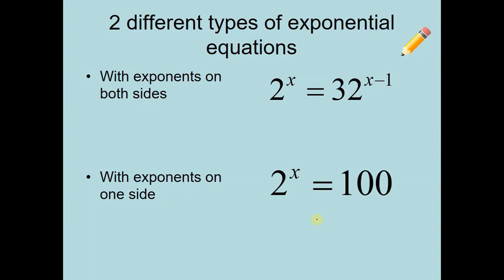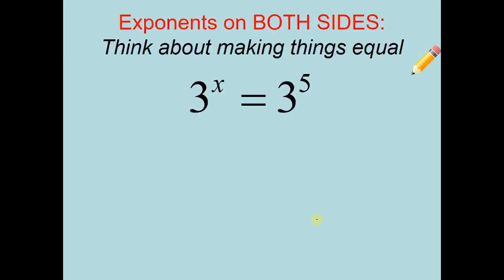So, two different kinds of exponential equations that we need to talk about. One with exponents on both sides, and then one with exponents on only one side. With exponents on both sides, what you're going to have to do is think about making things equal to one another. So I have 3 to the x equals 3 to the 5th. Well, notice guys, I have the same base on both of these sides. That's not going to matter. All I need to worry about is making our exponents equal, right? Because if I have 3 to the x equals 3 to the 5th, that means that x has to be 5. Because my exponents have to be equal to one another.